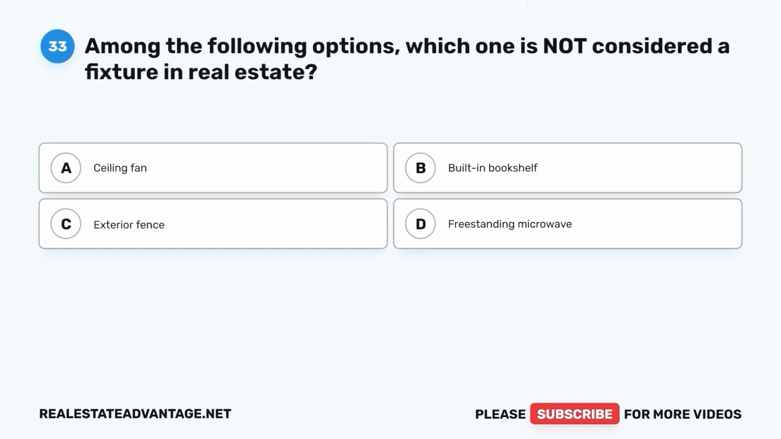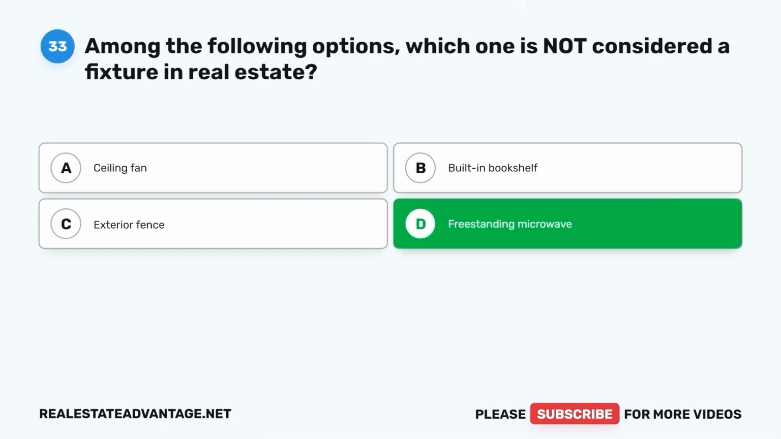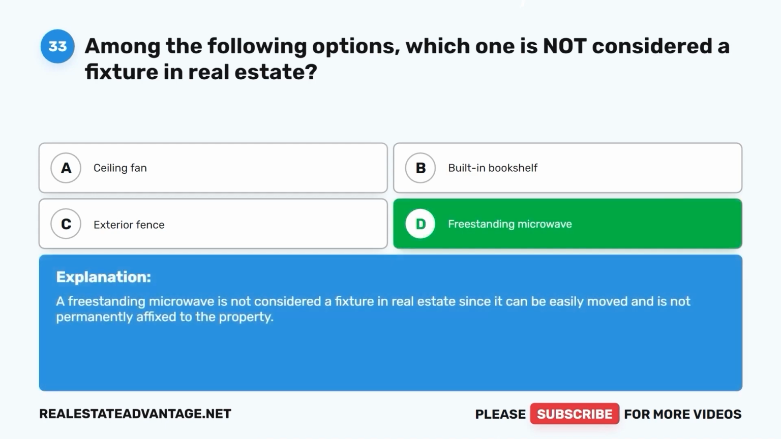Question 33. Among the following options, which one is not considered a fixture in real estate? A. Ceiling fan. B. Built-in bookshelf. C. Exterior fence. D. Freestanding microwave. The correct answer is D. Freestanding microwave. A freestanding microwave is not considered a fixture in real estate since it can be easily moved and is not permanently affixed to the property.